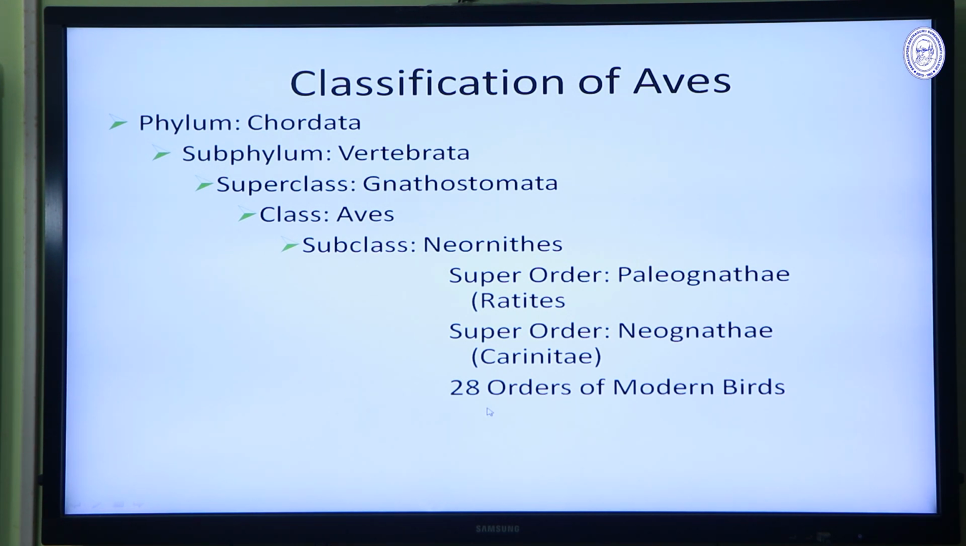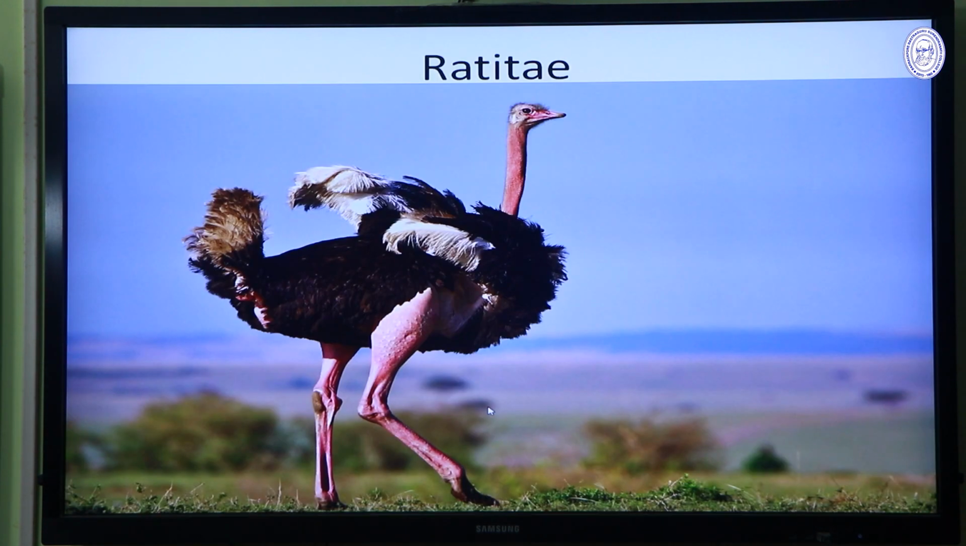There are 28 orders of modern birds. I am not showing all of them. This is a famous ratite or running bird, that is the ostrich. Again, apart from ostrich, there are cassowary, emu, and then kiwi. They are also included under this group, that is ratites or running birds.